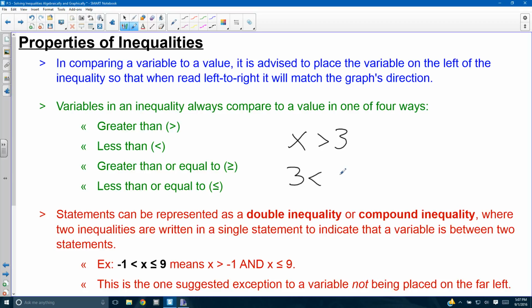This arrow would go this way. You'll kind of see why when we start talking about this. These both mean the same thing, but here's why we want to do this one. So first of all, here's how variables are read: greater than, less than, greater than or equal to, less than or equal to.